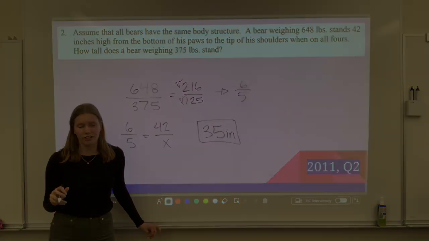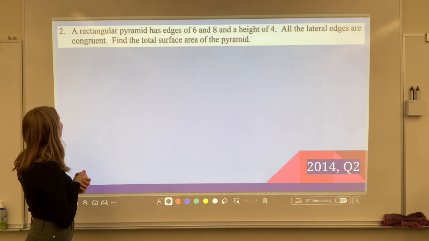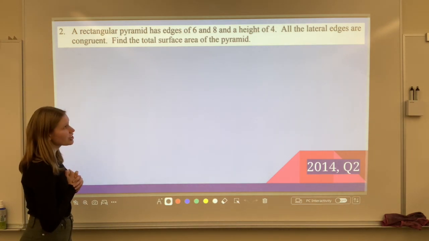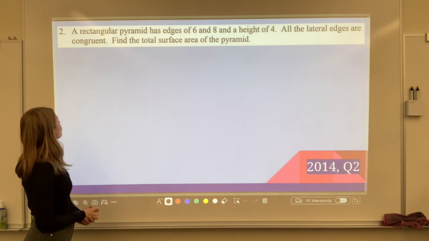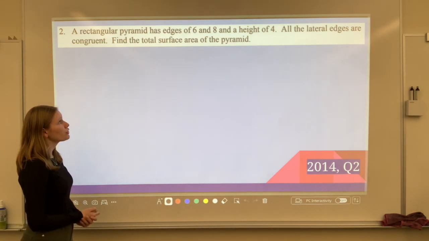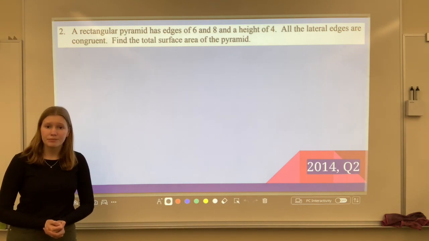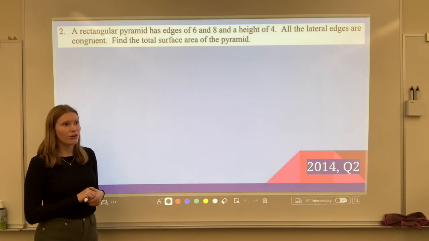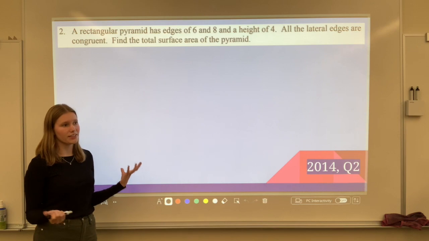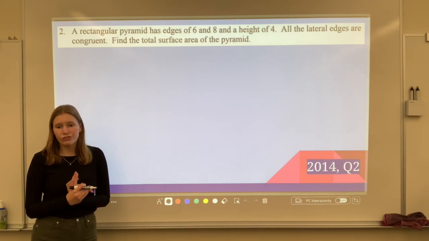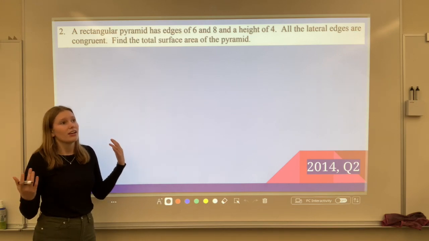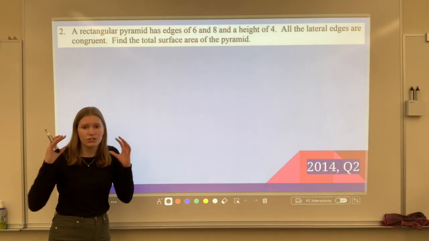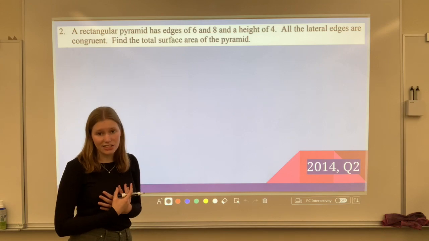Alright, let's move on. Okay, a rectangular pyramid has edges of 6 and 8 and a height of 4. All the lateral edges are congruent. Find the total surface area of the pyramid. Alright, so first things first, let's draw this. I kind of keep that as a little rule of thumb on any geometry, or any other topic for that matter. Drawing things is so much easier than trying to visualize them in your head. At least it is for me.